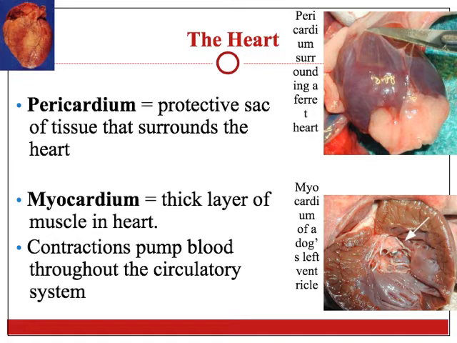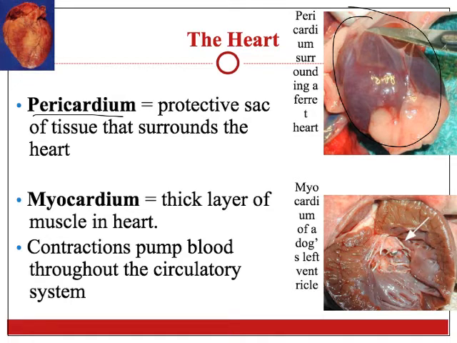The first is the pericardium. If you were to pull a heart out of a person right now, you would see that the heart is surrounded by a very thin sac. You can see this person who's dissecting a heart here is lifting up the sac. And that sac that protects the heart is called the pericardium.